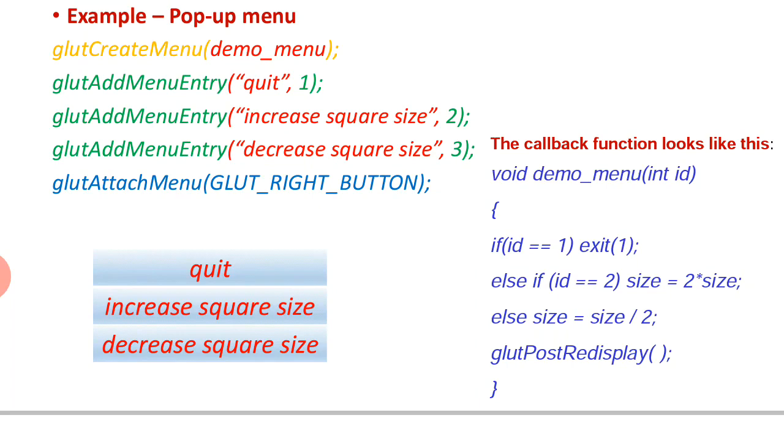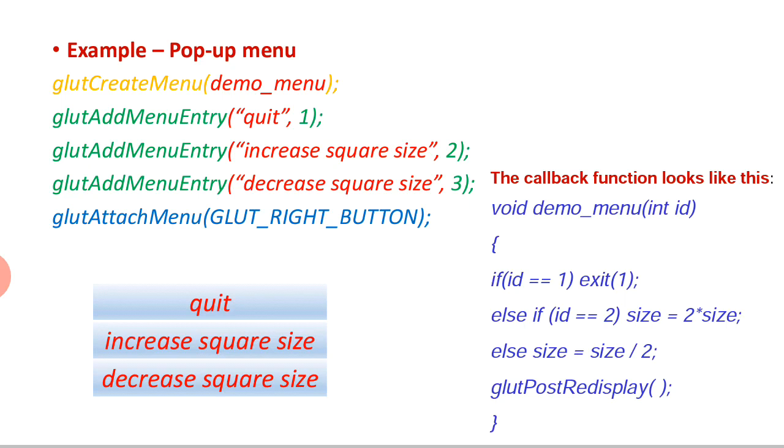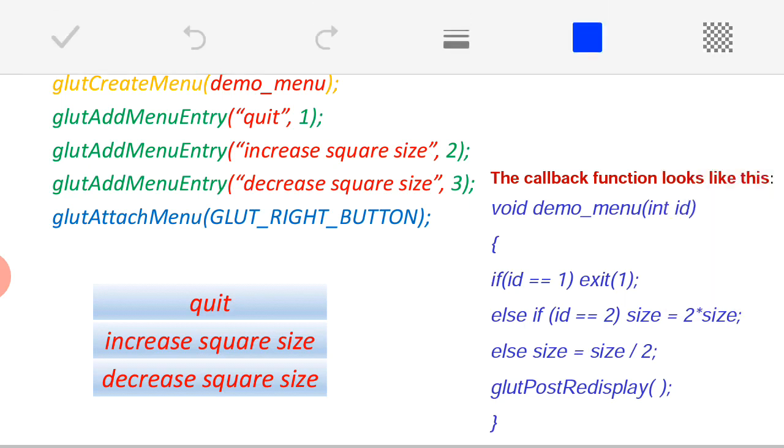So, this is my main menu. Under this I want to add 3 entries here. As per our previous discussion, just have a look here. This is the first function that I have to use, glutCreateMenu. The callback function is demo menu, so it is going to create a menu with the callback demo menu.